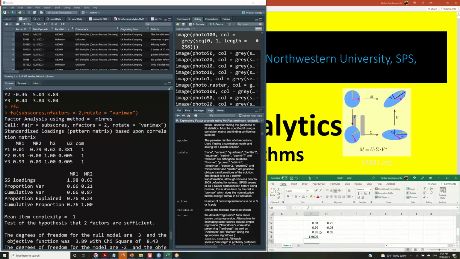You see 1.96. It says 1. Okay, sum of squares are loaded. So okay, let's see this one.